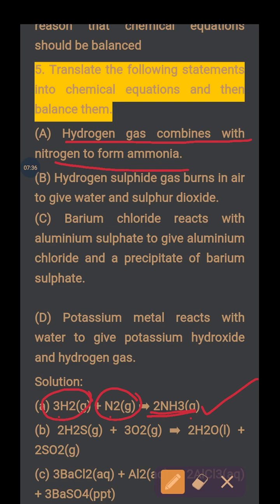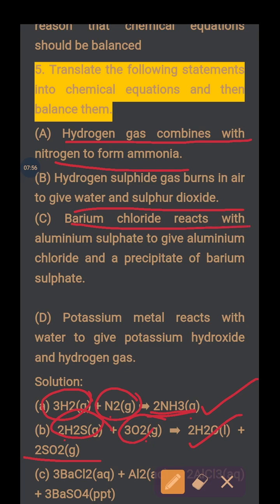Another one: hydrogen sulfide gas burns in air to give water and sulfur dioxide. 2H2S plus 3O2 gives 2H2O plus 2SO2. Hydrogen sulfide reacts with oxygen and gives out water and sulfur dioxide. This is the reaction, and we have written the equation in balanced form also.